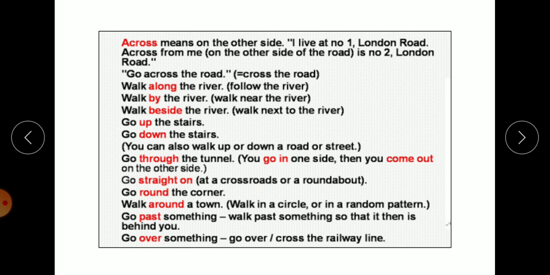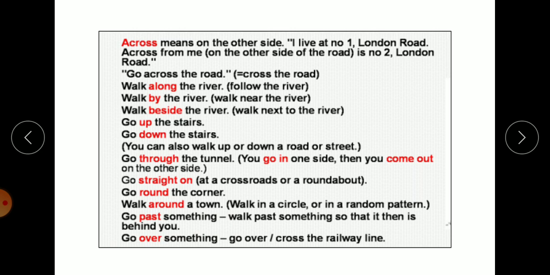जब हम circle में move करते हैं and in random pattern, then that is around, right? Random pattern means there is maybe not a circle, but you have chosen some pattern कि पहले first I'll be going to house number 1, then house number 2, then 3, then 4. Again 1, 2, 3, 4. So that's a random pattern, right? Go past something. Walk past something so that it then is behind you. Past something means आप उसके पास से निकले and then that thing is left behind you, right?